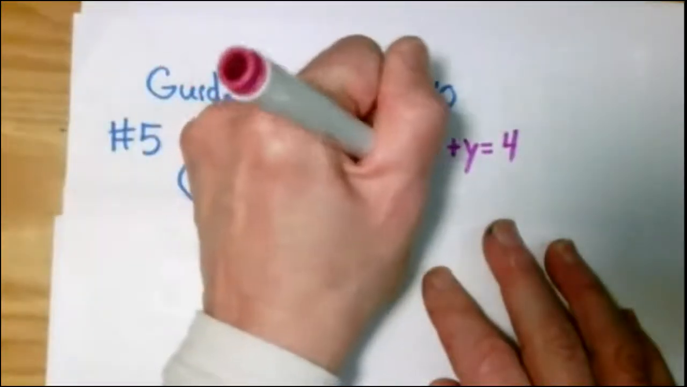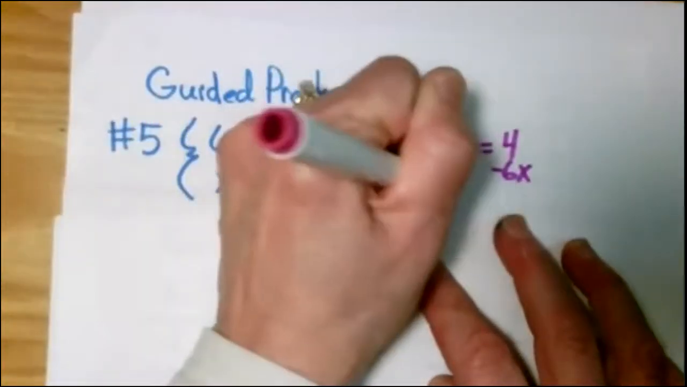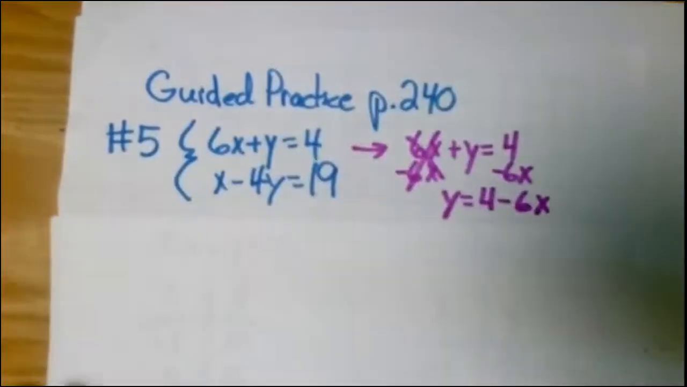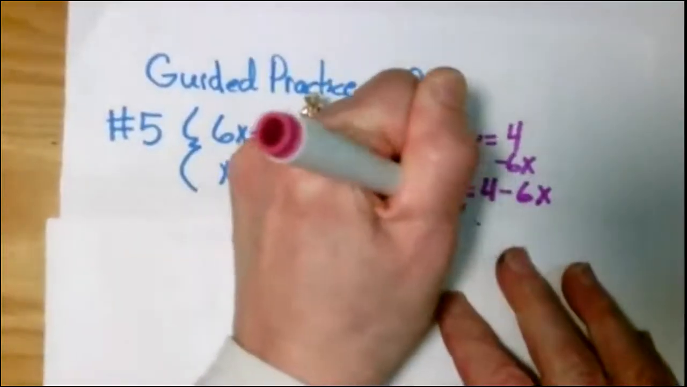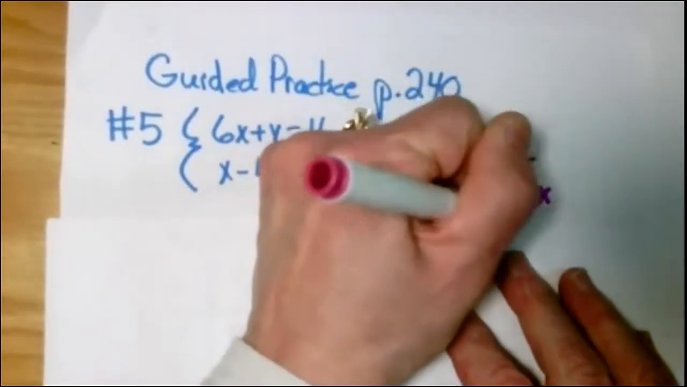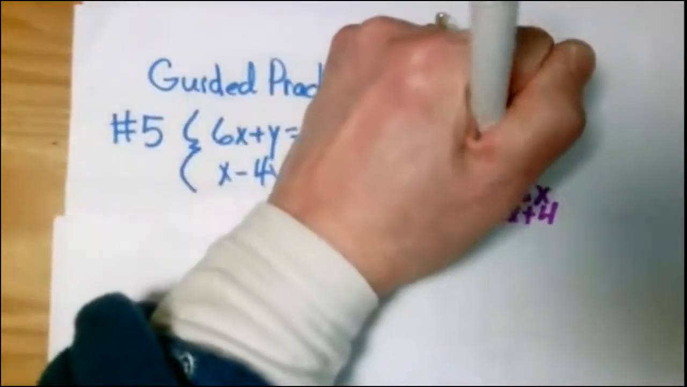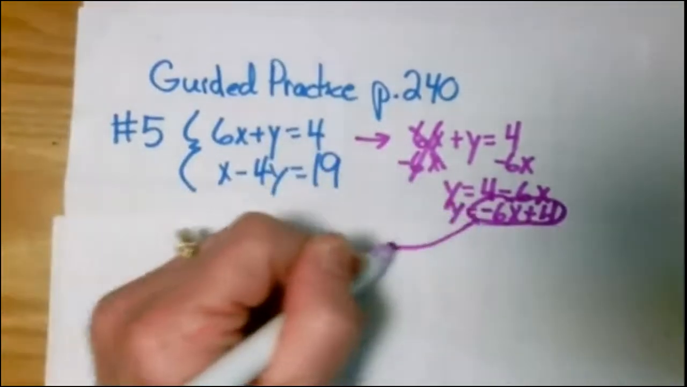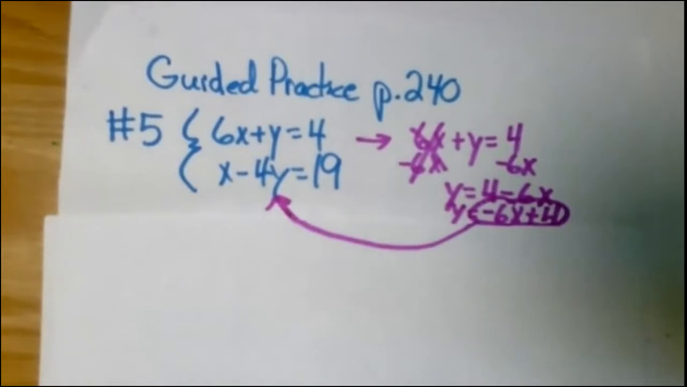So 6x plus y equals 4. I'm going to subtract 6x from both sides. I'm going to end up with y equals 4 minus 6x. And then I want to rearrange that into y equals -6x plus 4, y equals mx plus b format. Now I'm going to take this whole expression and plug it into the other equation for y. So let's go ahead and do that.